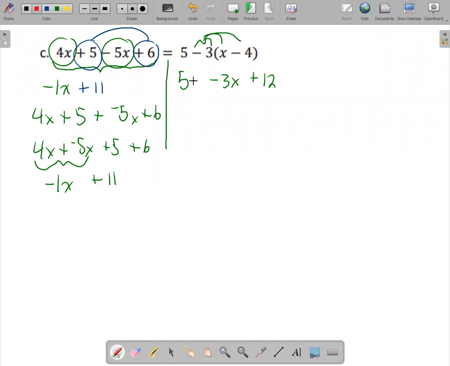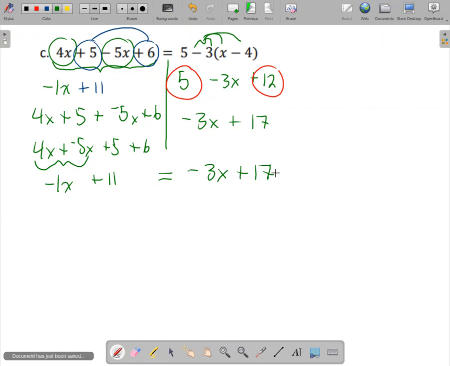Next, I have like terms here and here. So the negative 3x is just by itself on that side. 5 and 12 is 17. And I'm just going to rewrite the equal sign down lower. So again, what's the point? The point is before you start moving things side to side, get each side as cleaned up as possible.